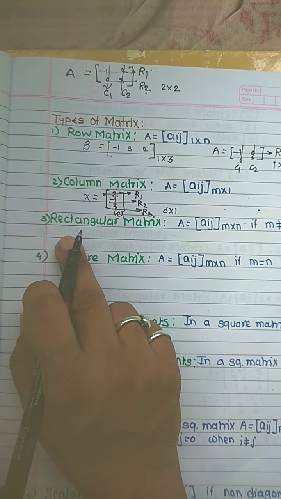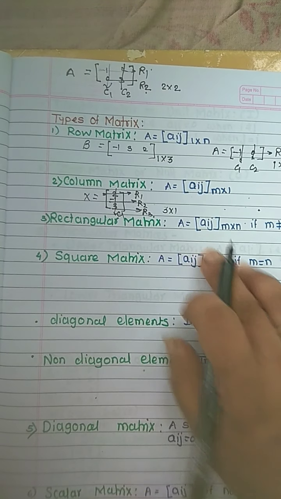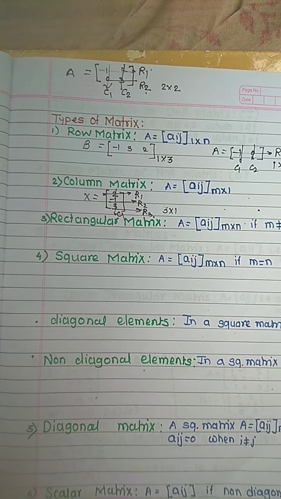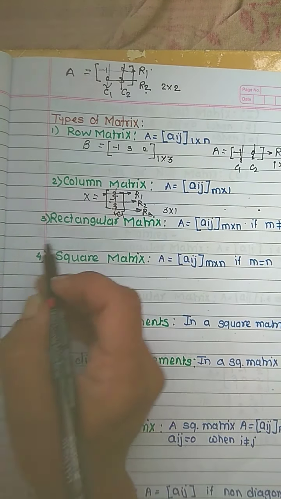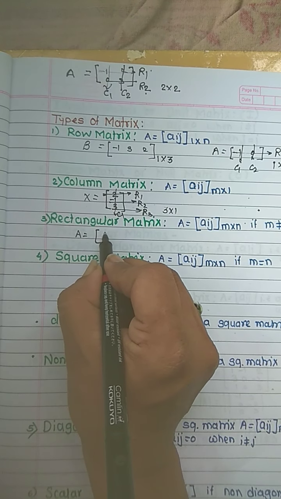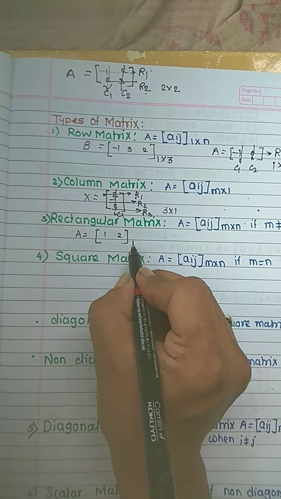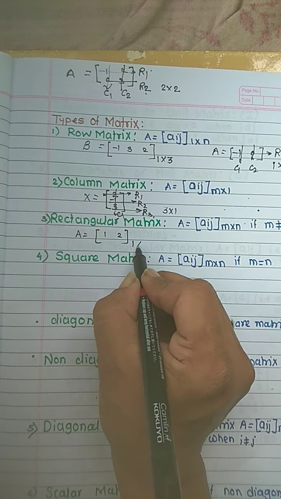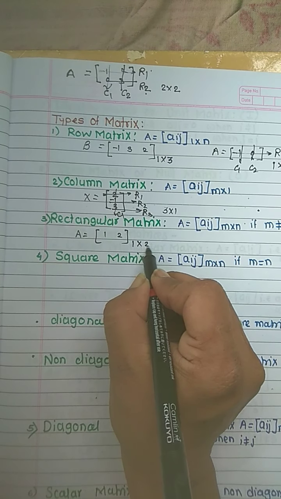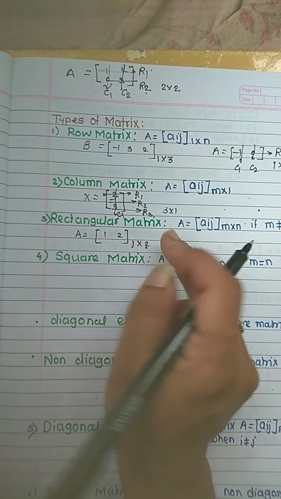Third, rectangular matrix. A matrix capital A equals [aij] of order m by n is called a rectangular matrix if the number of rows is not equal to the number of columns. For example, matrix A equals [1, 2]. In this matrix, there is one horizontal line, that is number of rows equals 1, number of columns equals 2. Therefore, m is not equal to n. Therefore, this matrix is called a rectangular matrix.